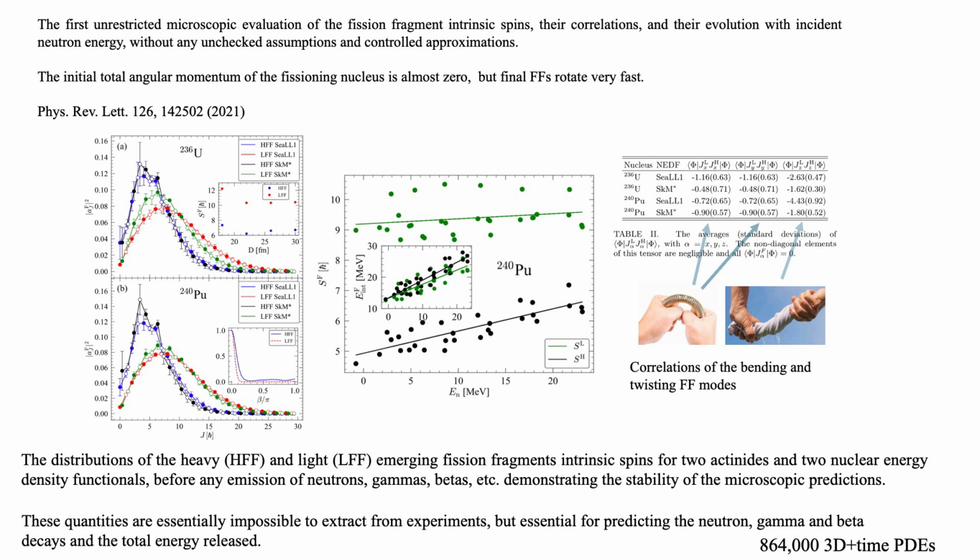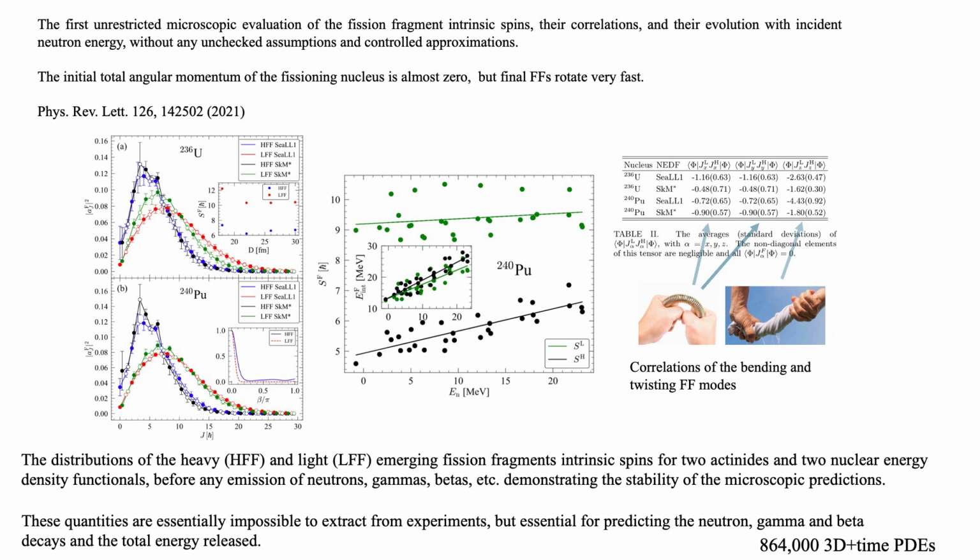Moreover, we look at the correlation between the two spins. They have spins. What can they do? They can do this, they can do this, they can do this, and they can rotate. Basically there are two modes. This is bending: you have the two fragments exit like this. They are deformed, so they rotate this way. But there is a mode where they do this, and we find out they are in anti-phase. This is the bending.